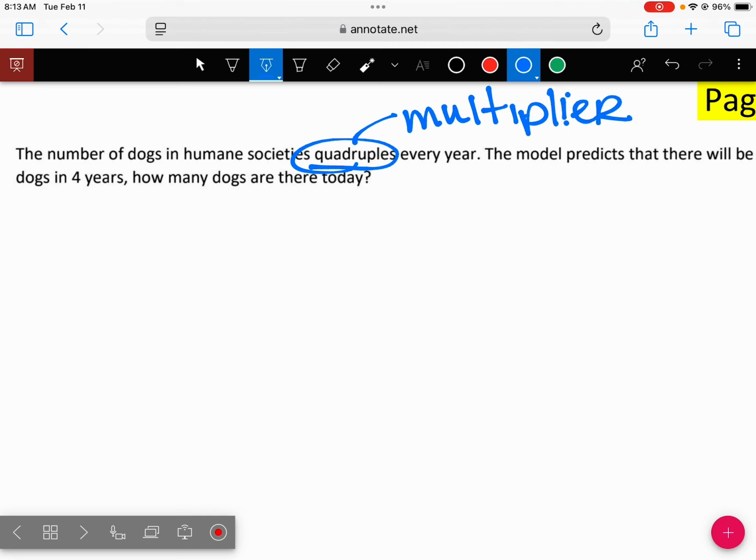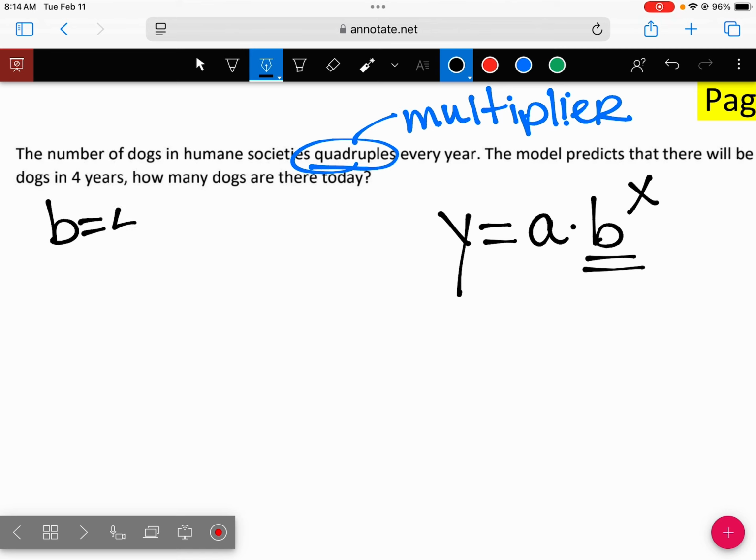Show me with your fingers, if you quadruple, what are you multiplying by? Does anybody know what quadruple means? Multiply by what? It's multiply by 4. Yep. So going back to what we learned yesterday, this is our exponential model. So we know that B is going to be 4. So B equals 4.